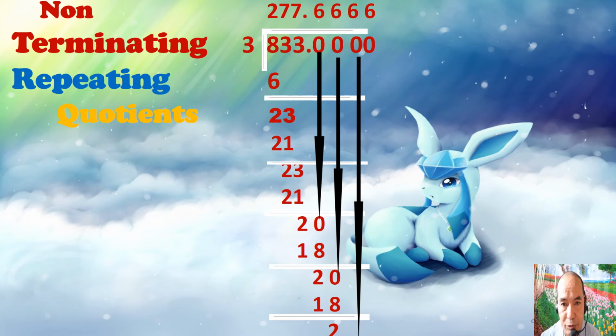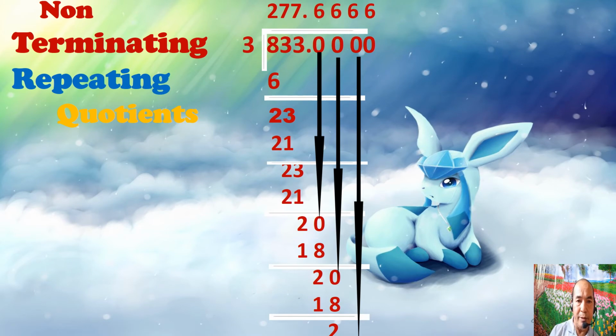So since we bring down 0, 2 becomes 20. 20 divided by 3, we will only have 6. 6 times 3, we have 18. So we have 20 minus 18, we have 2. Another remainder. So again, we will add another 0 to continue the division because we still have the remainder. So again, 20 divided by 3, we have 6. 6 times 3, we have 18. Again, we will subtract 18 from 20, we have a remainder of 2.